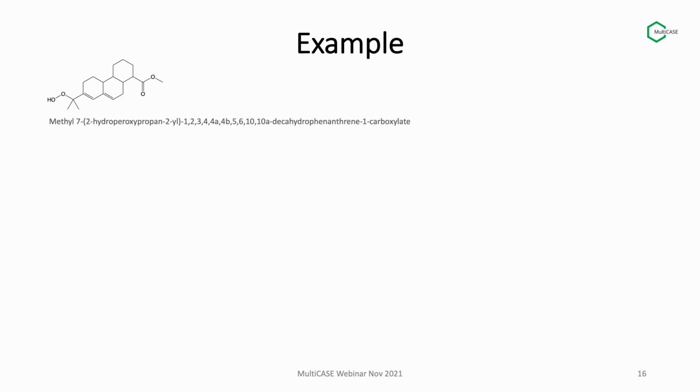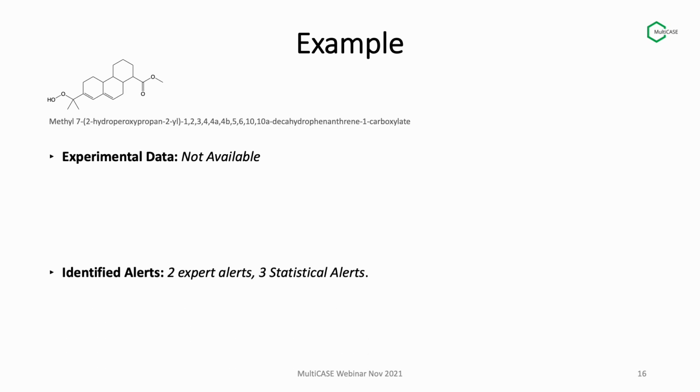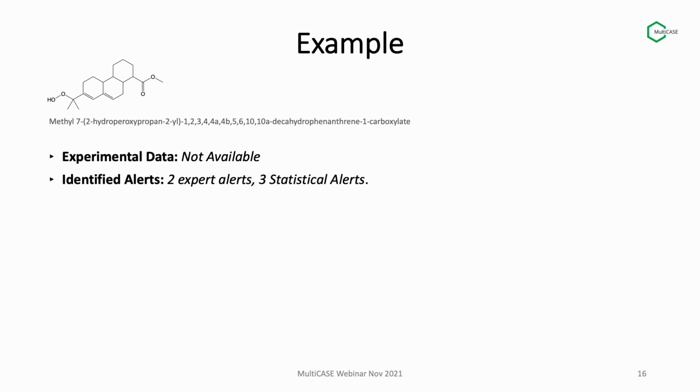Okay, another example. Here it's a little bit larger molecule, and no experimental data is available for this compound. When we looked into the QSAR predictions, we got 2 expert alerts and 3 statistical alerts identified, which are highlighted in this molecule. And as you can see, there is a peroxide functionality on the left side of the molecule, and there is an acetate group on the right side. Let's find out if these alerts are valid or not, and let's take one alert at a time. First, let's check the validity of the peroxide alerts.